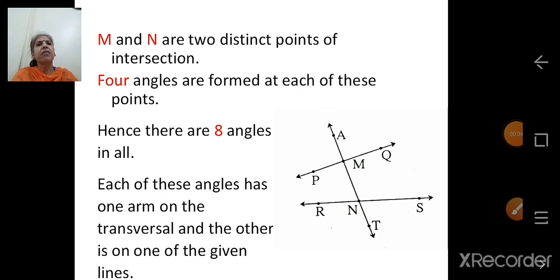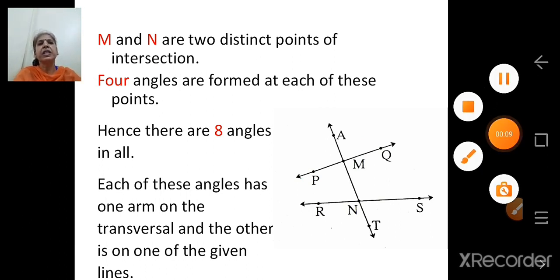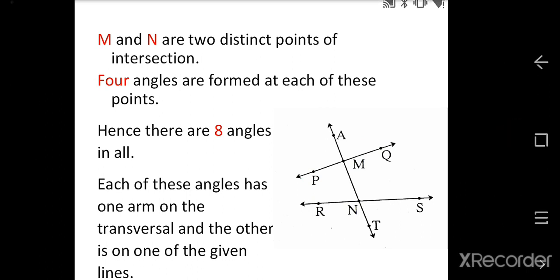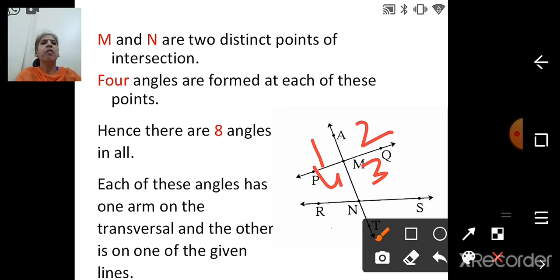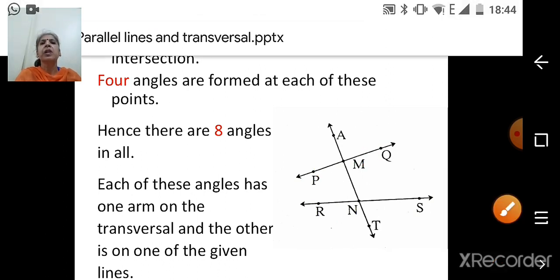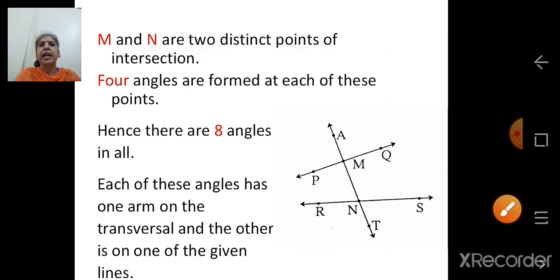There are 2 points of intersection, and 4 angles are formed at each of these points. So which are the points of intersection? M and N. That is 1, 2, 3, 4: 4 angles at M and 4 angles at N. So the total comes to 8 angles. Hence there are 8 angles in all.